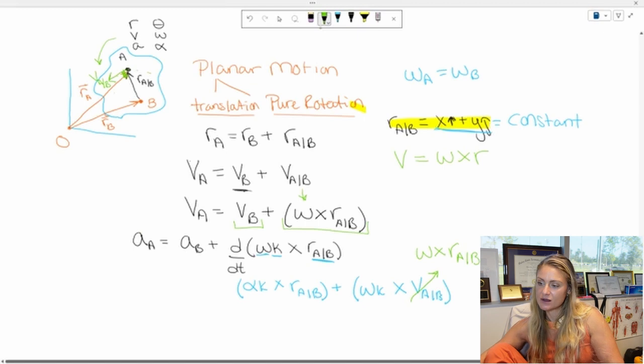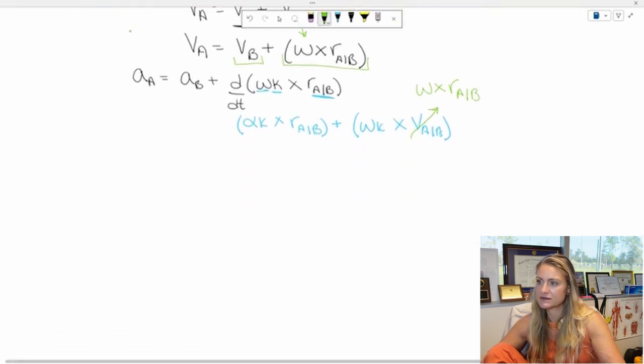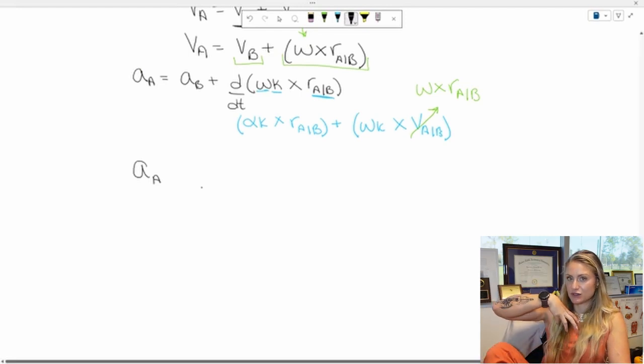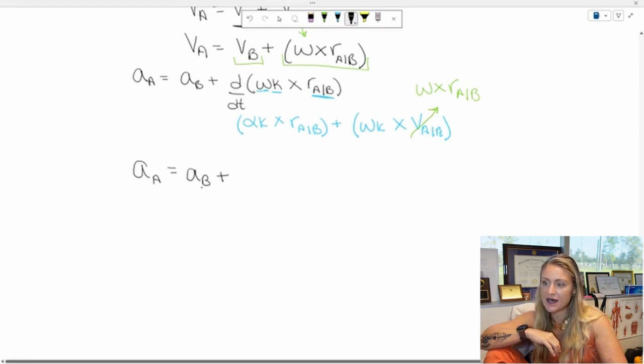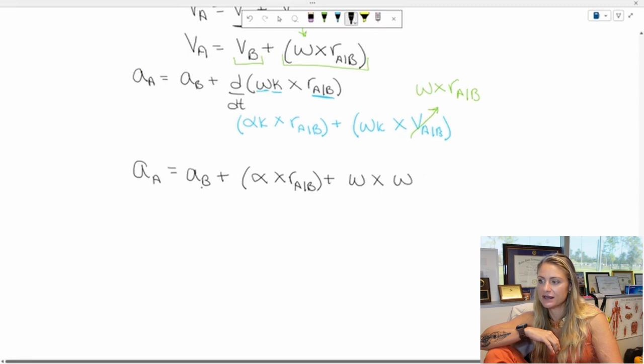So let me put this down, give us some more room. We can say that the acceleration, as if I'm sitting on the inertial frame watching my airplane, the acceleration of some point on my airplane is equal to the acceleration of a different point on my airplane plus alpha cross RA with respect to B plus omega cross omega cross RA with respect to B.